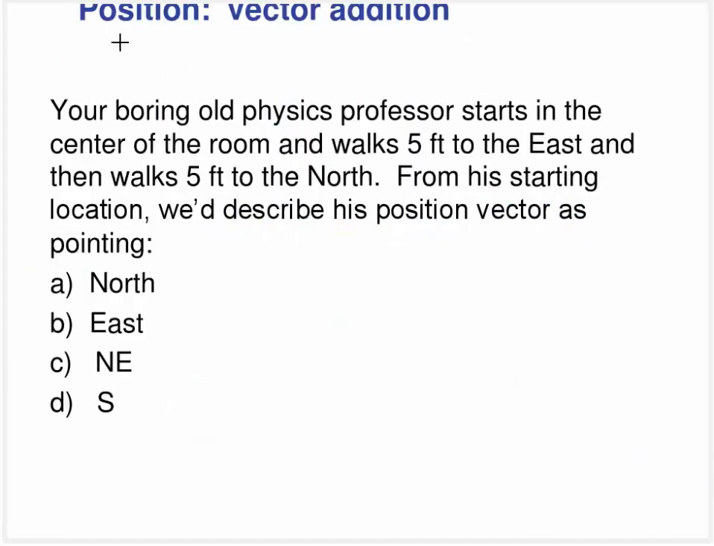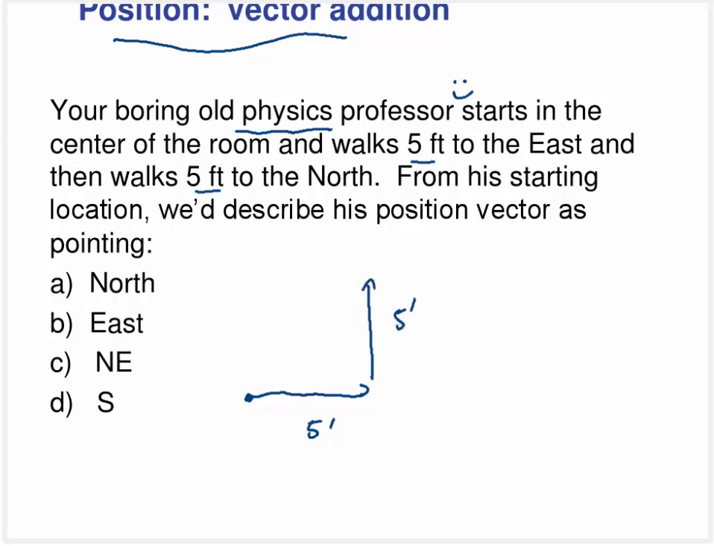And just a little bit more practice, some vector addition. Suppose you're a boring old physics professor, that's me, and I walk 5 feet to the east and then 5 feet to the north. So let's call this direction right here east. That's going to be 5 feet. And then I walk 5 feet to the north. How would we describe my position vector? Well, I would describe it as that one right there, and it's going to be off towards the northeast.